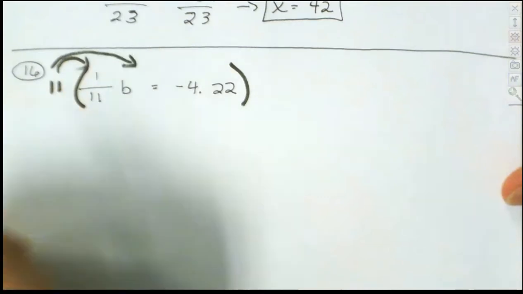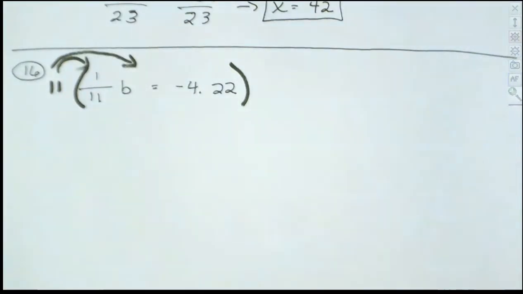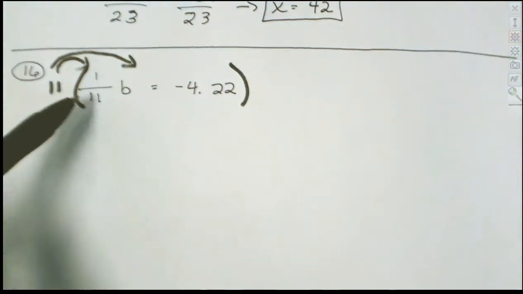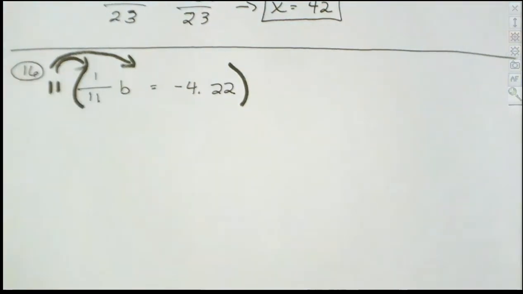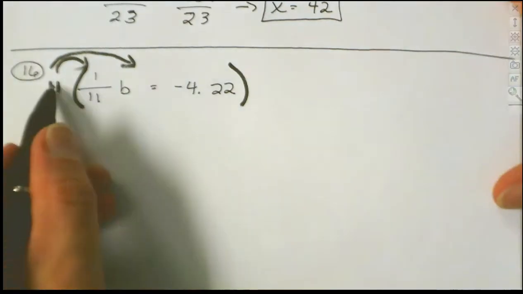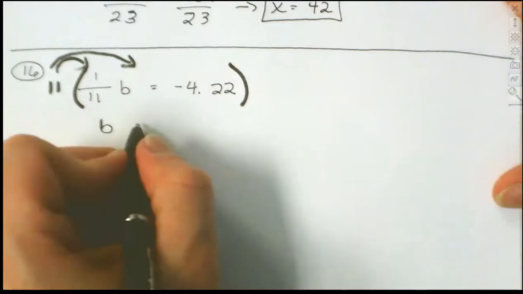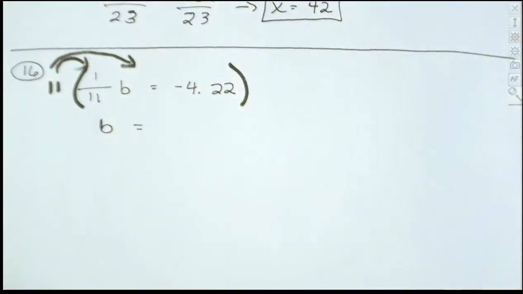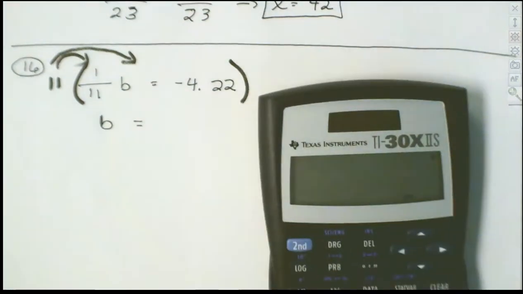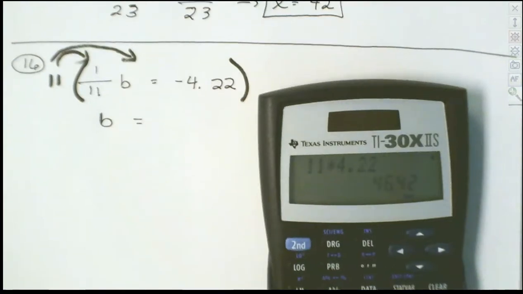And let's see if that clears out our fraction. And I think it will. When we multiply through, the 11s, they cancel. 11 divided by 11 is 1. So that just makes it a 1b there. On the other side, what do we have? Well, we've got 11 times that 4.22. And that's going to be 46.42, and it's negative.